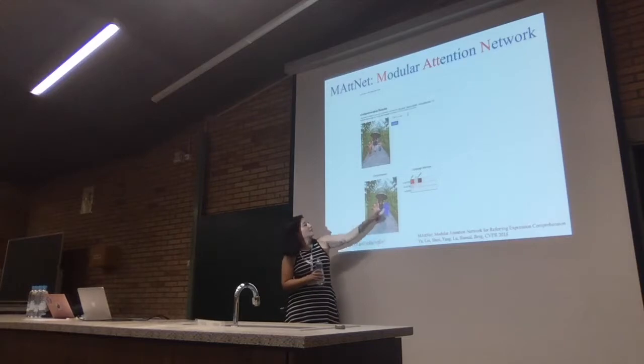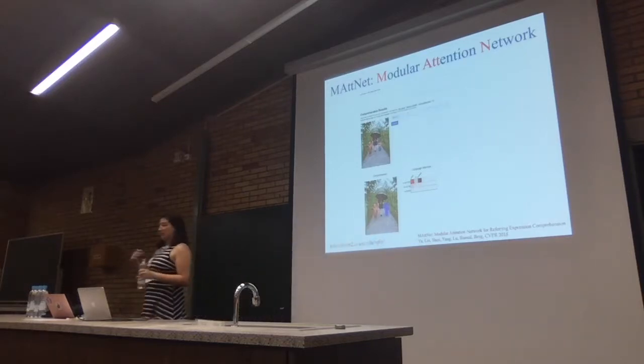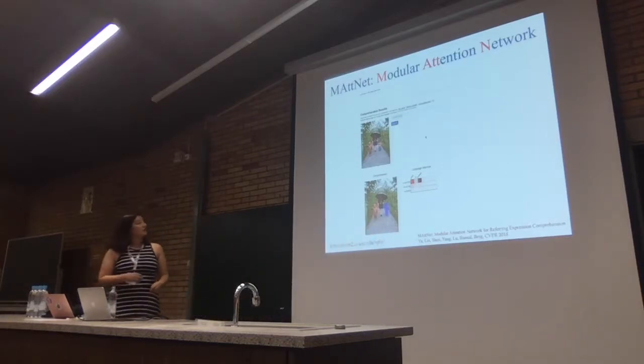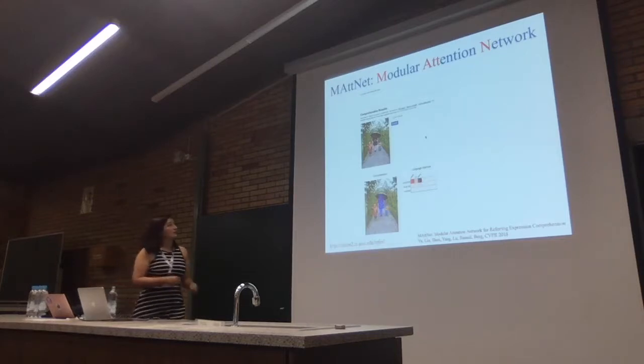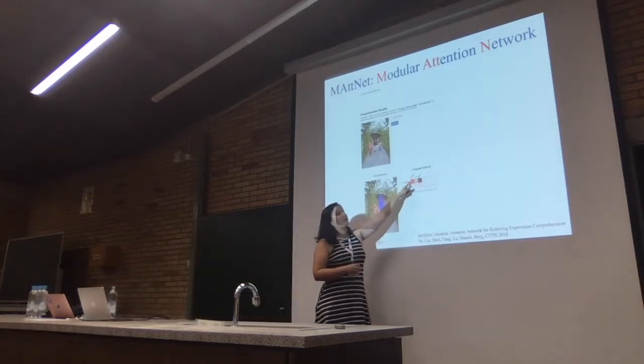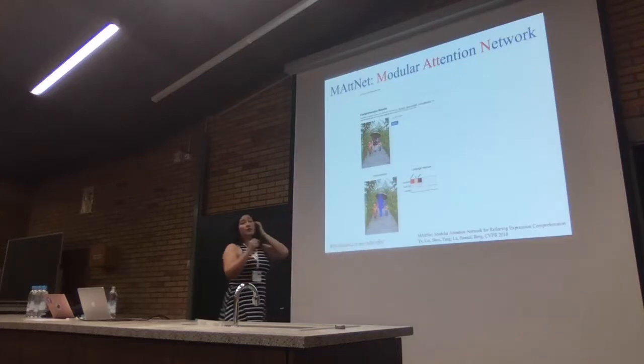Child in orange. Right. So you can see as I type in different expressions, it's identifying different objects in the image. And here it's showing the weights that it's predicting for each module, for each word as well.